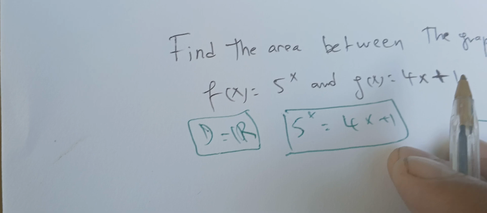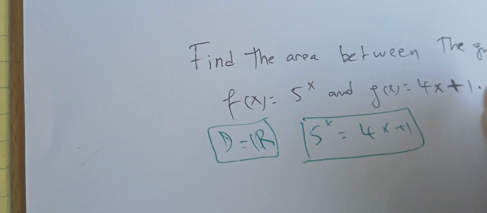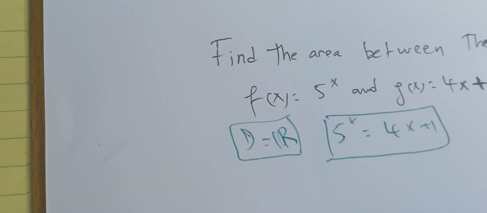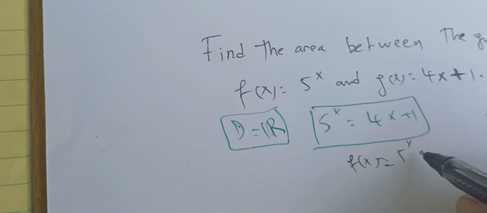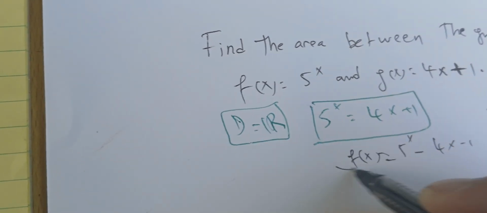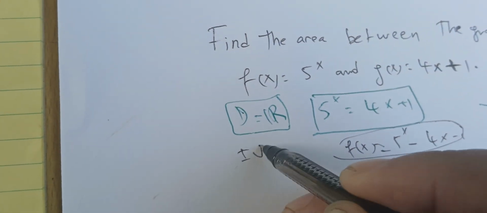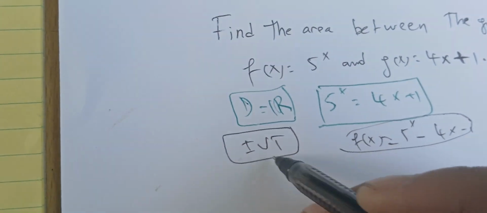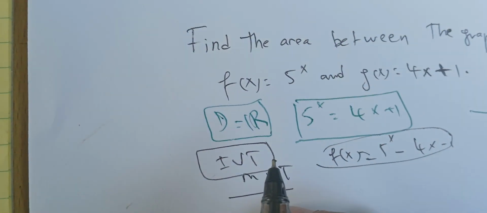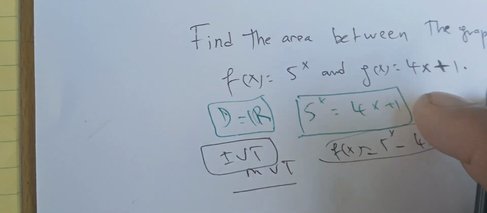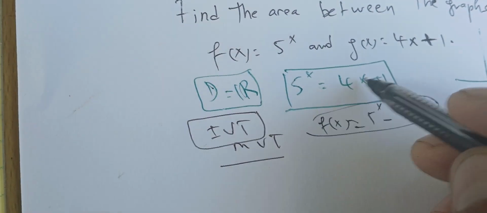If we try to solve this one, we don't have a specific way to solve this kind of problem, but we can study functions. We can define a function F of x is 5 to the power x minus 4x minus 1, and we can study this function. We can use the intermediate value theorem and the mean value theorem. That would definitely help us finding this solution. Anyways, if we try to find points of intersection, I get 2 points.